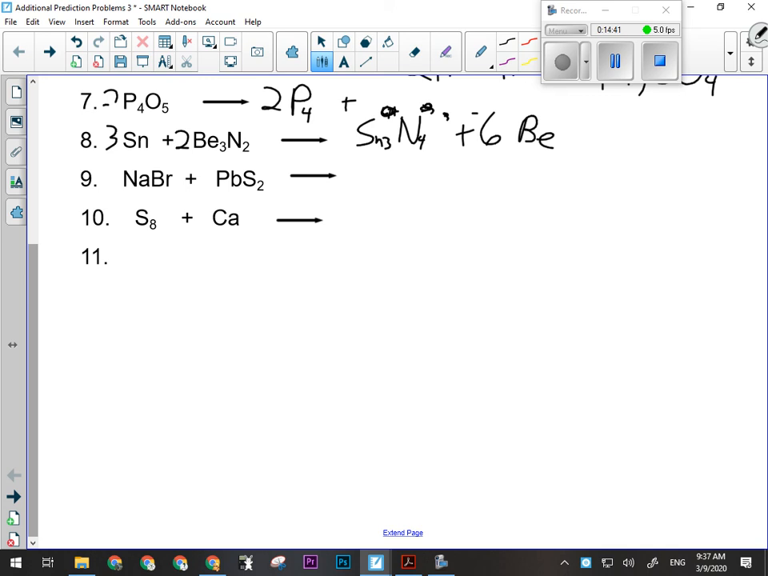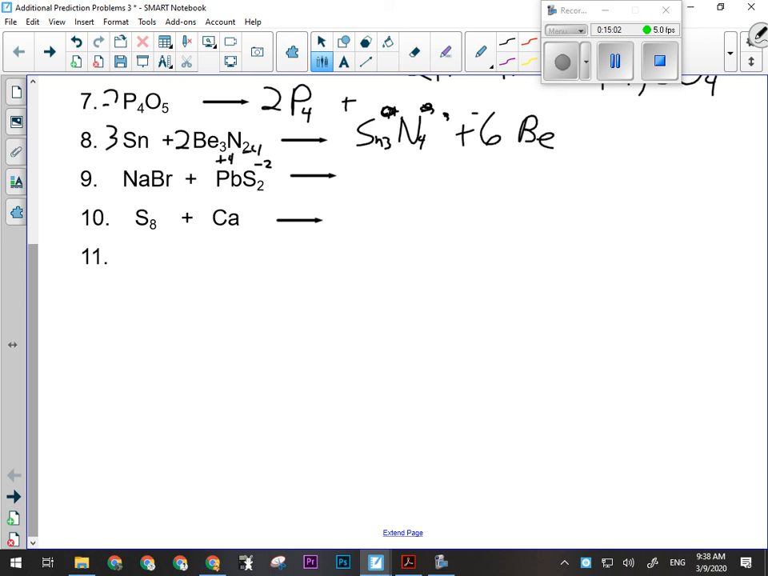Okay, number 9, 2 ionic compounds reacting, sodium bromide and lead 4 sulfide. Okay, how do I know it's lead 4? Well, sulfur is a -2, okay, and there are 2 of them, so that gives me 4 negative charges. That means I need to get 4 positives out of this single ion. Why am I doing that? I'm going to need to know it for the drop and swap on the other side, right?